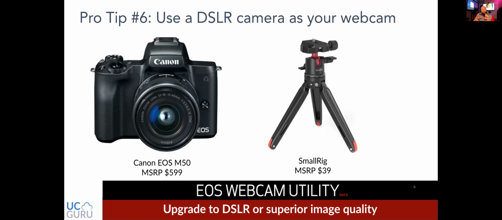Pro tip number six, and this is kind of a newer feature, is use a DSLR camera as your webcam. For example, the Canon EOS M5 or M50, MSRP is about $599. The small rig that I'm using here is about $39, but these cameras produce a quality that's unparalleled to any webcam out there on the market today. And they have the EOS webcam utility that allows you to use the camera via USB on your computer.